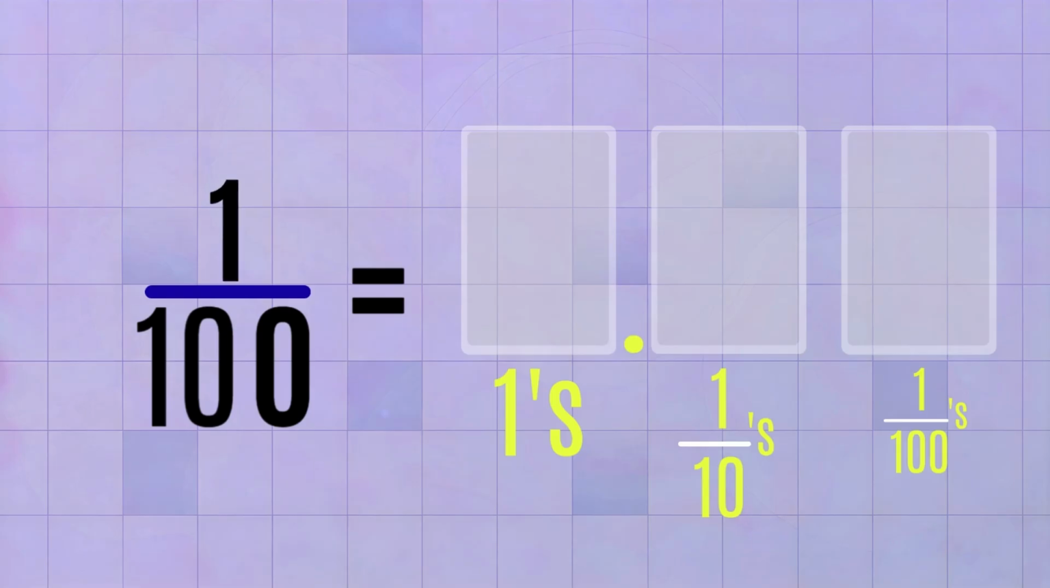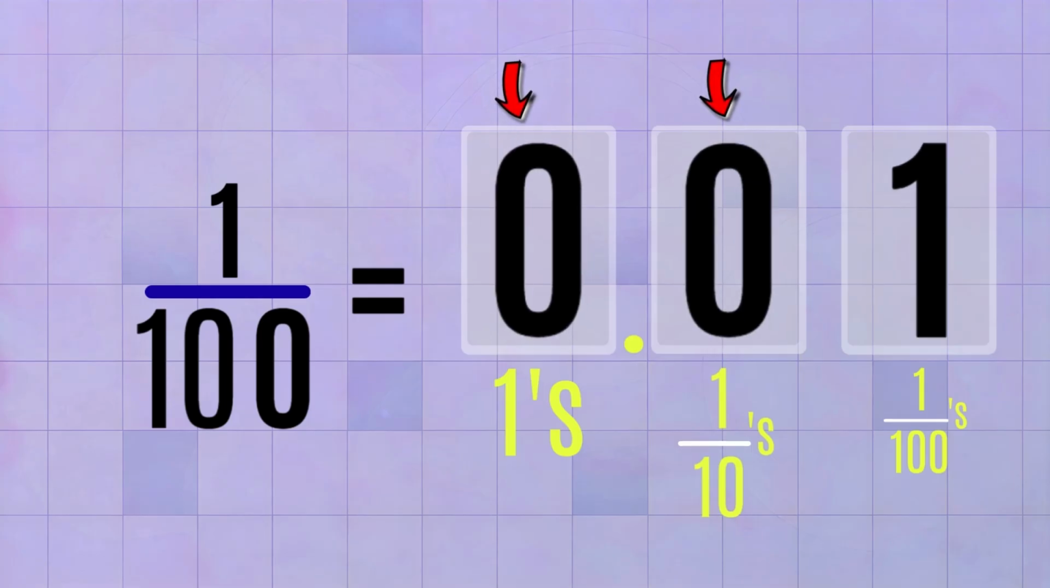Since we are taking just one part out of 100, the 1 goes in the hundredths box. We don't have any whole ones, and we don't have any tenths yet, so we put zeros in the ones and tenths places as placeholders. That gives us 1 over 100 equals 0.01.